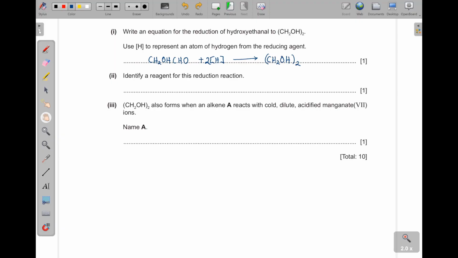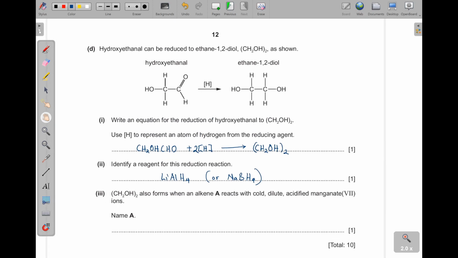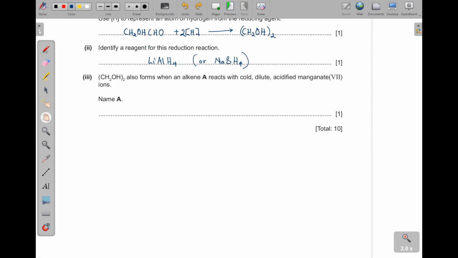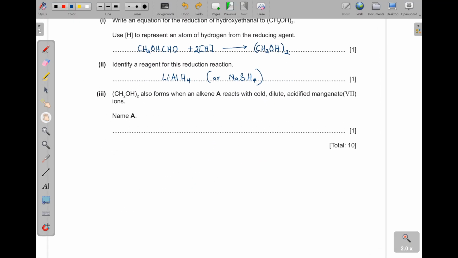Identify a reagent for this reduction. It can be either lithium aluminium tetrahydride or sodium tetrahydridoborate. Sodium tetrahydridoborate can reduce carbonyl compounds to alcohols, but it cannot reduce carboxylic acids. So the one that can reduce carboxylic acids to alcohols is lithium aluminium tetrahydride. Keep that in mind.